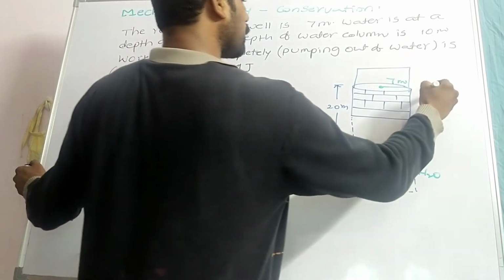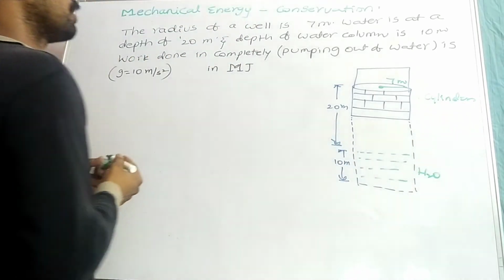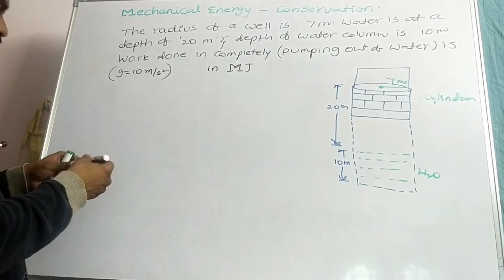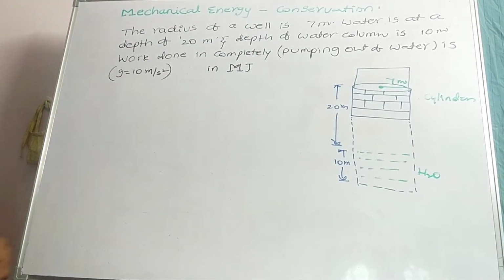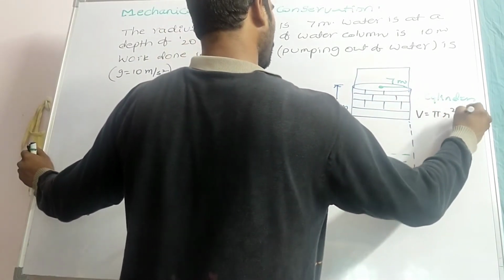It looks like a cylinder. Yes or no? It looks like a cylinder shape, of course. Why? Because we have to consider the volume of the cylinder, V is equal to pi r square L. Volume V is equal to pi r square L.